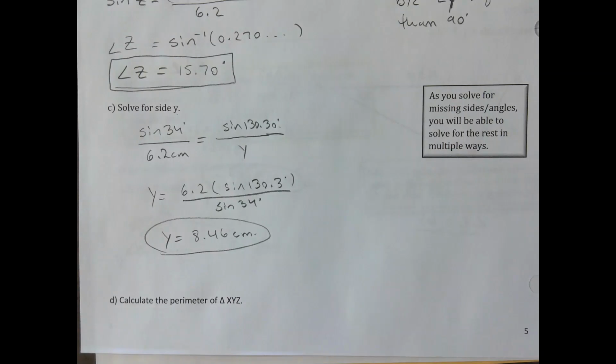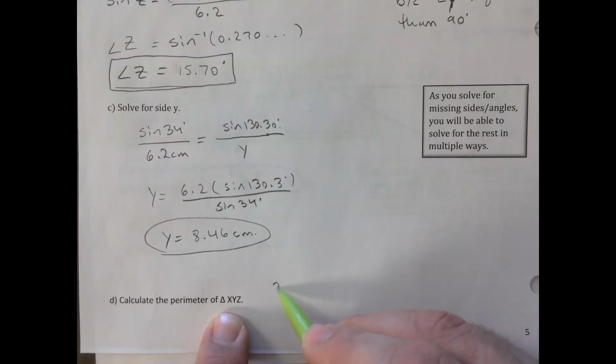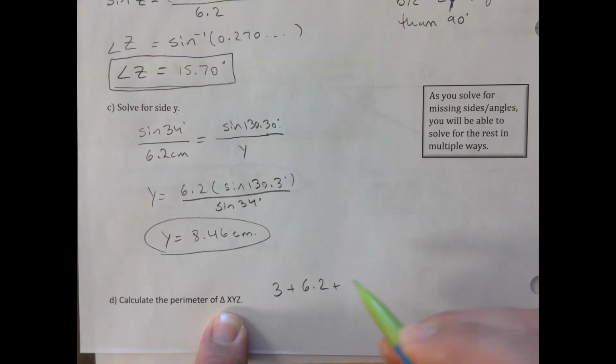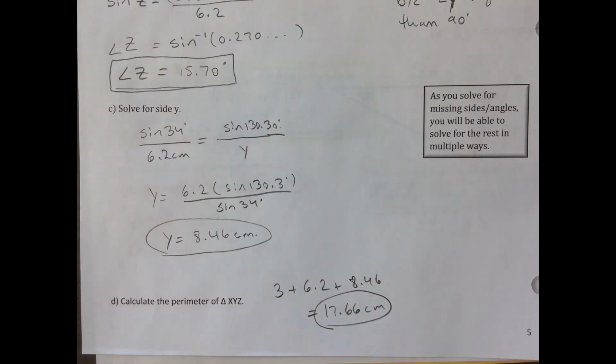Do you know what perimeter is? It's the measurement around, the distance around. So if I ask you for that, you just have to go 3 plus 6.2 plus the one I just found. That would be 17.66. Sometimes the question doesn't ask you to solve for a single side. They'll just say, find the perimeter, and you're like, wait a minute, I need all the sides. So it's implied that you're going to have to do some solving before you find the perimeter. Okay.